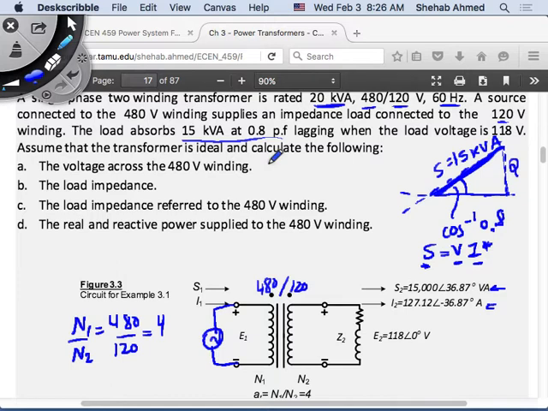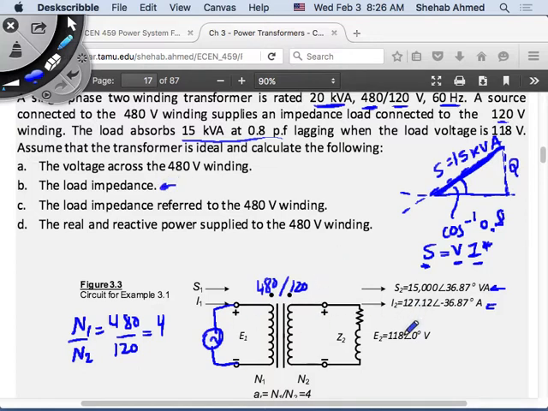Okay, what if they tell you the load is 100 volts? What is the voltage on the primary side? Exactly, it's 400. They just told you here it's 120 volts, so the voltage on the primary side is 480 volts, right? So the load impedance.